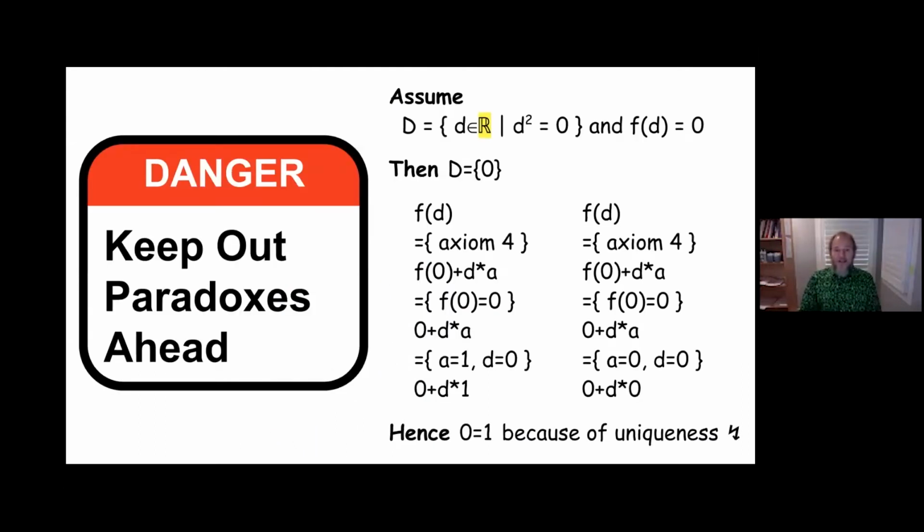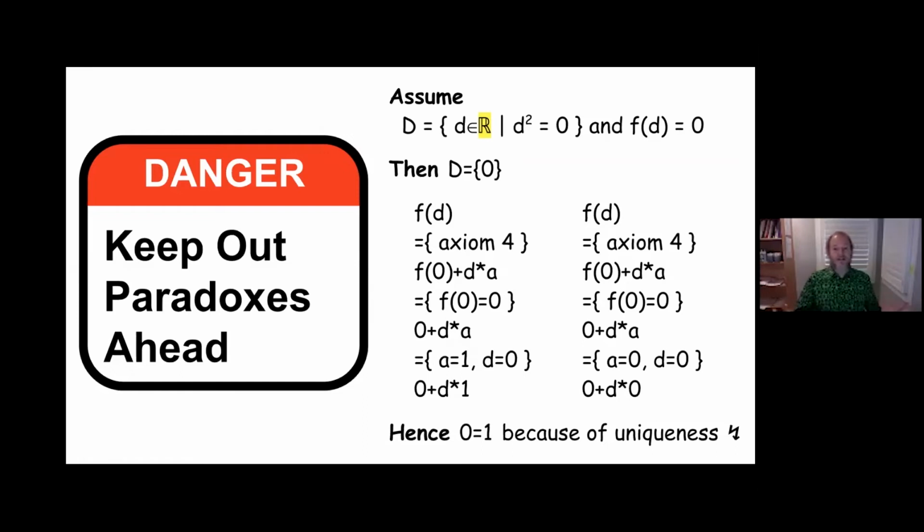Now here's the thing: if we assume that we are in the traditional real numbers, and we assume that there are nilpotent infinitesimals, then for the regular real numbers, the only value D for which D squared equals 0 is 0.